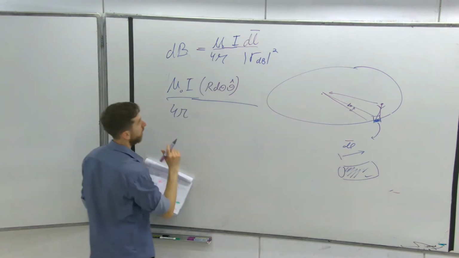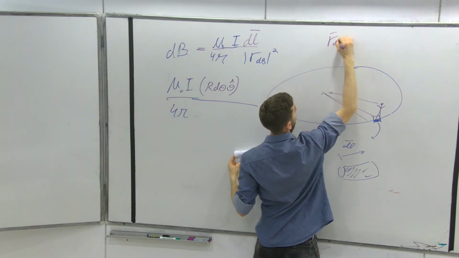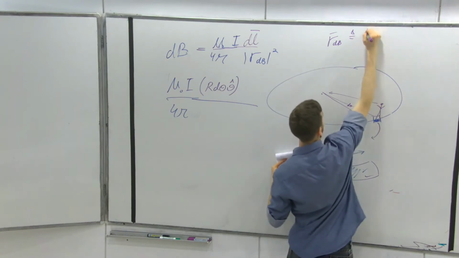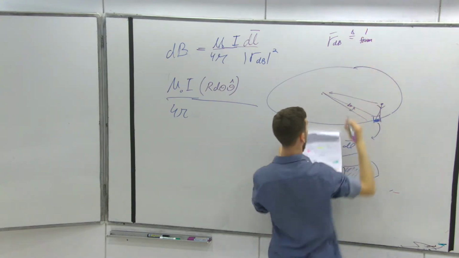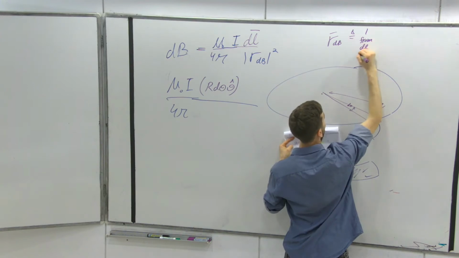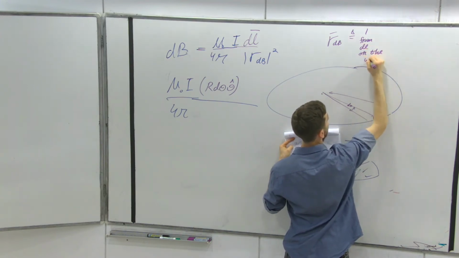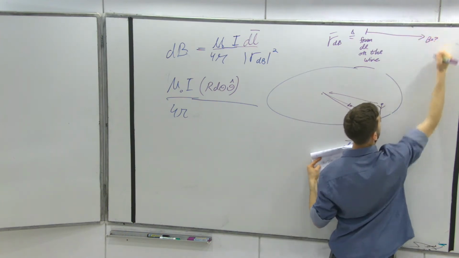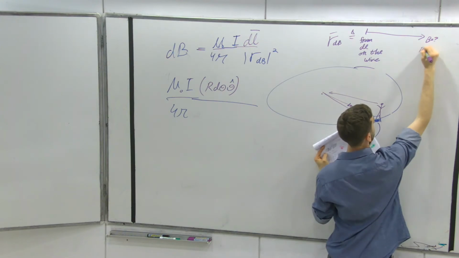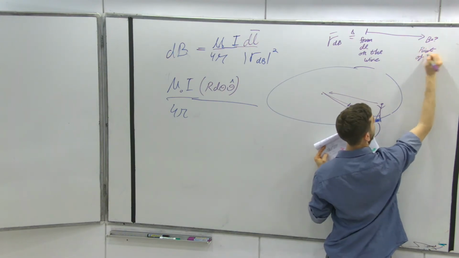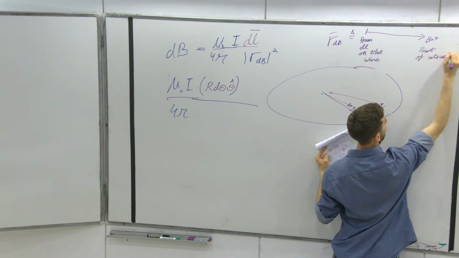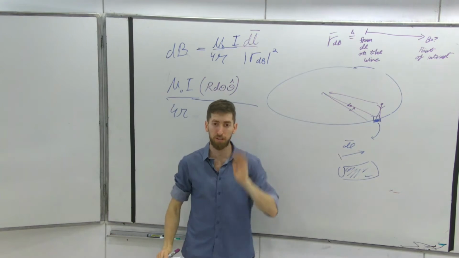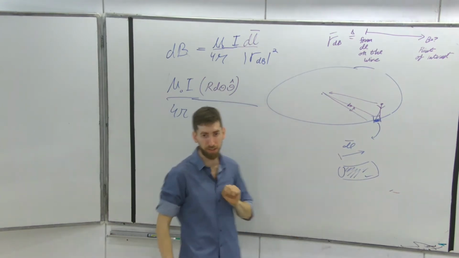So let's write it here. r_dB is the vector which starts from dl on the wire and goes all the way to B, the point of interest. Do you follow? That's all. If you find these two, Biot-Savart is an easy question, you know the magnetic field, easy.